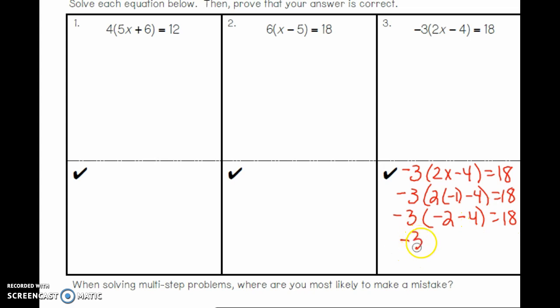This is several steps. Make sure you show every single step so you don't make careless mistakes. Negative 2 and negative 4, the signs are the same. I find the sum, keep the sign. Negative 6, this equals 18. A negative times a negative is a positive. 18 does equal 18. We rock.